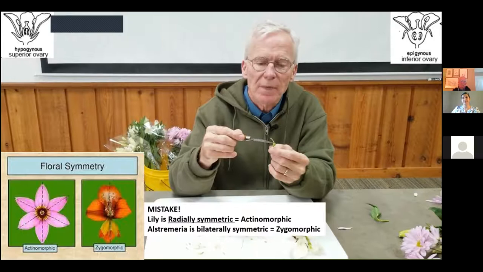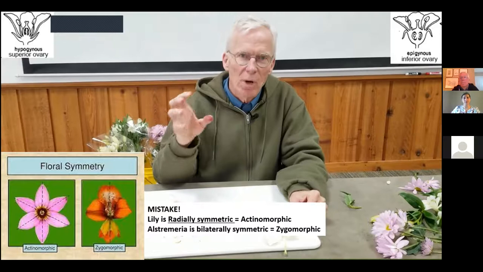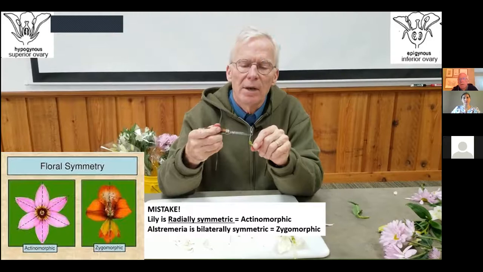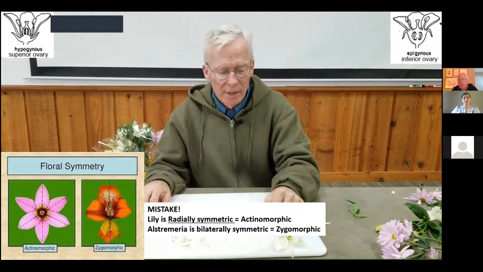When we look at fruits here in just a minute, we'll see that difference. There's a difference between an apple and a plum. One comes from a flower with an inferior ovary, and one with a superior ovary. And here again is our style and stigma on the alstroemeria. The pollen would land here and the pollen tube would grow down in here and fertilize seeds inside of what will become a capsule for the alstroemeria also.